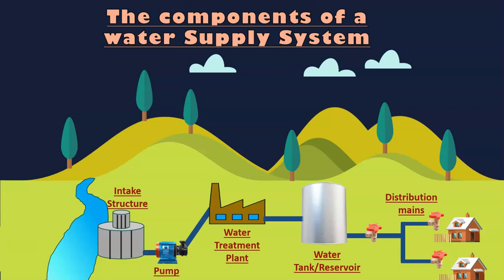There will be an intake structure near to the river which carries the river water and transfers it to the water treatment plant by means of a pump. From the water treatment plant, the water is transferred through conduits to a water tank or reservoir, and from that it is transferred to the individual households by means of distribution mains. The components of water supply systems are intake structures, pumps, water treatment plant, water tank or reservoir, and distribution mains.